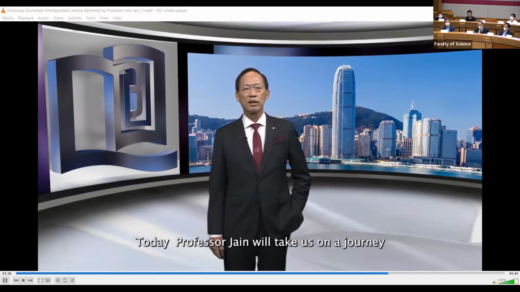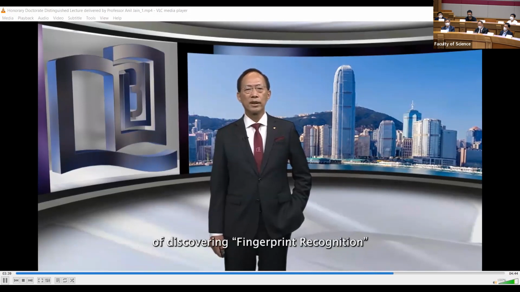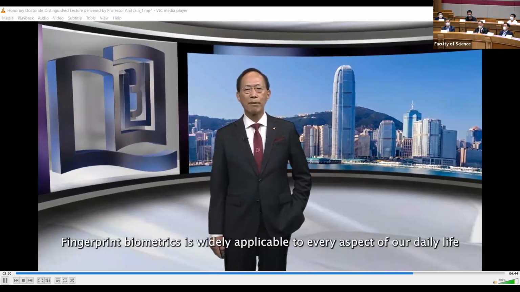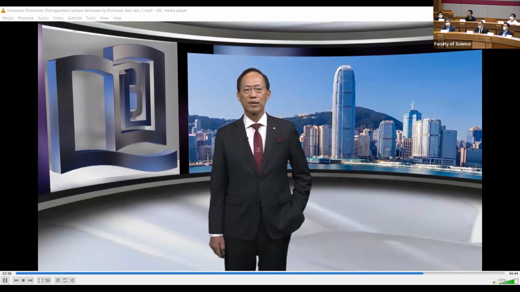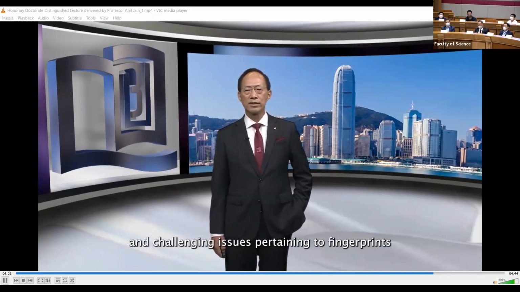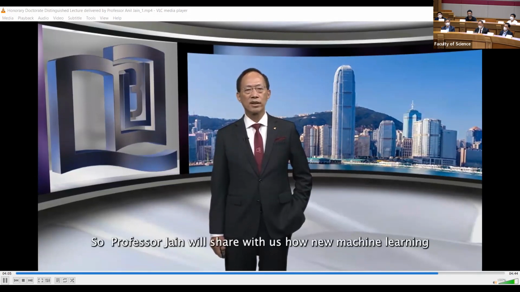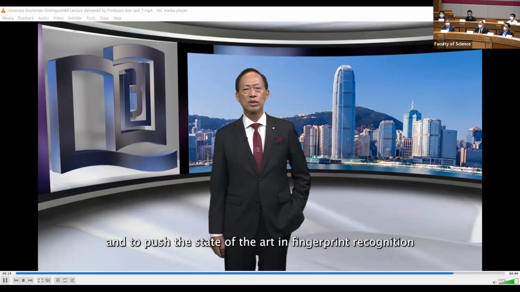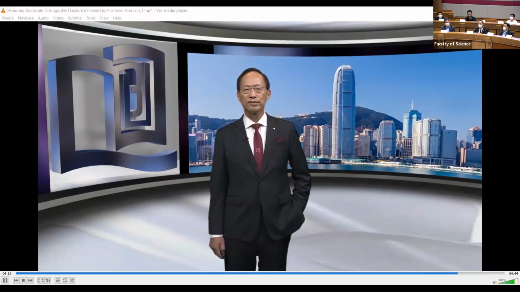Today, Professor Jain will take us on a journey of discovering fingerprint recognition. Fingerprints are a unique feature comprising a rich swirly pattern that everyone has. Fingerprint biometrics is widely applicable to every aspect of our daily life. Despite this giant leap, there are inevitably pressing and challenging issues pertaining to fingerprints. So Professor Jain will share with us how new machine learning and artificial intelligence models are being used to address some of these challenges and to push the state of the art in fingerprint recognition.